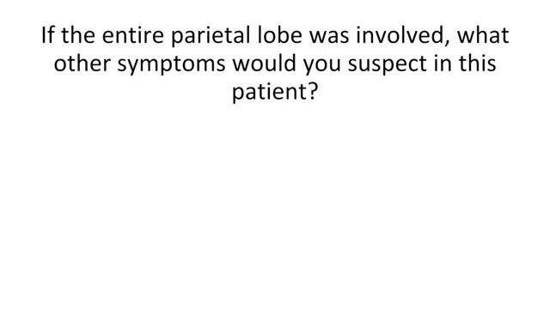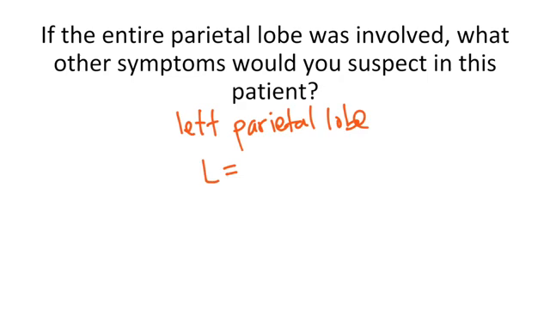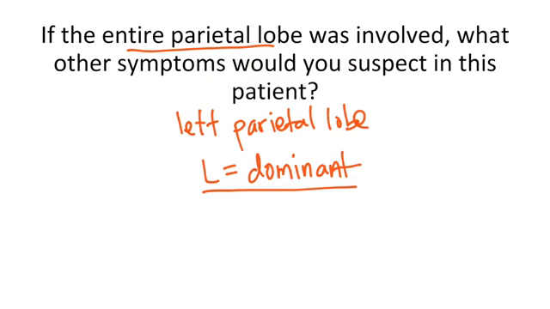Okay, let's extend this question a little more. If the entire parietal lobe was involved, what other symptoms would you suspect in this patient? Okay, so we know that the left parietal lobe is damaged, and we also know that this patient is right-handed, so her left hemisphere is the dominant hemisphere. So left is dominant. Recall that when the angular gyrus of the dominant parietal cortex is damaged, the patient can develop Gerstmann syndrome. Because the question states that the entire parietal lobe was involved, and we know that this is the left or dominant hemisphere, we can deduce that the angular gyrus must be involved.